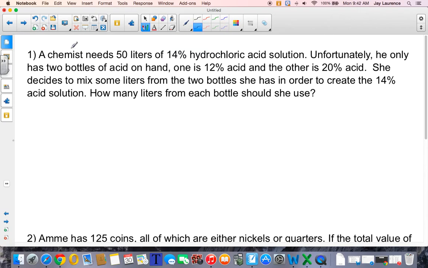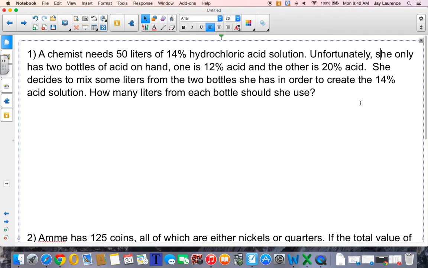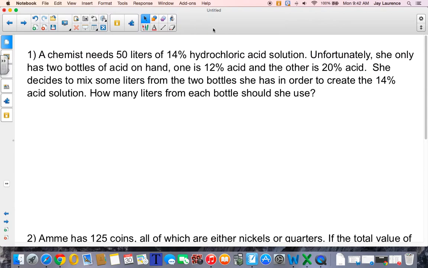All right, so let's see here. A chemist needs 50 liters of a 14% hydrochloric acid solution. Unfortunately, I think it's supposed to say she. I changed from a man to a woman in the middle of a problem here. There we go. Unfortunately, she only has 2 bottles of acid on hand. One is 12% acid and the other is 20% acid. All right. She decides to mix some liters from the 2 bottles she has in order to create the 14% acid solution. How many liters from each bottle should she use?